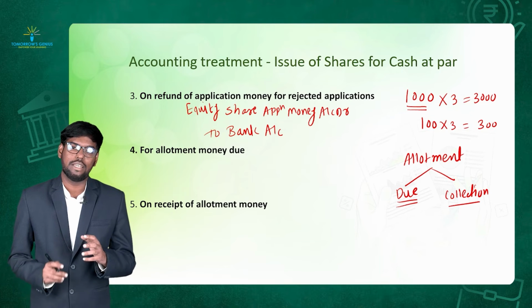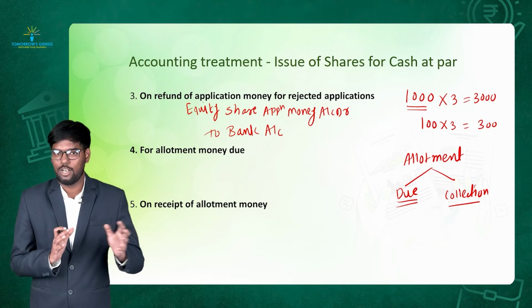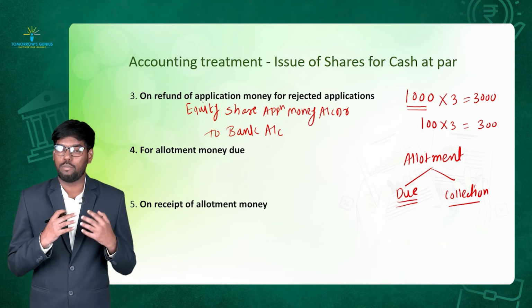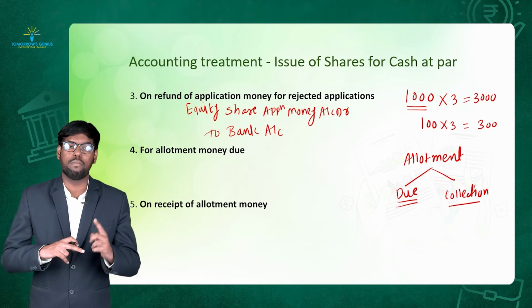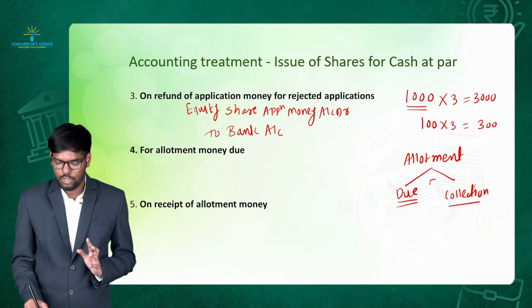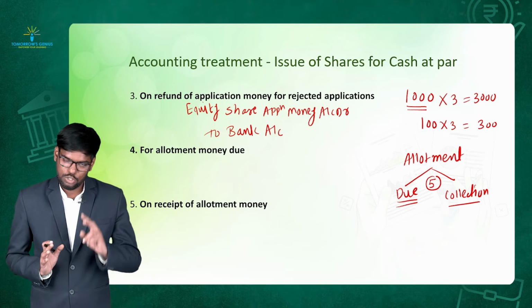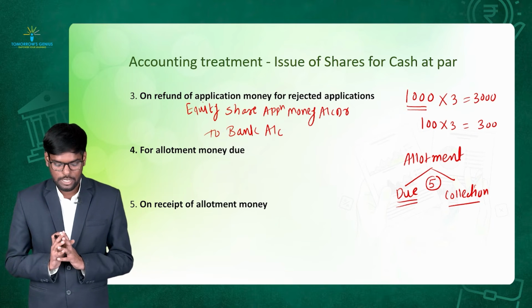So due is nothing but you are recording that you are going to collect the amount, and that is the allotment money. Or I can say you have to pass a journal entry for transferring that allotment money towards share capital account, because ultimately the 5 rupees of allotment money that you are going to collect is a part of capital only, right? So those two entries we have to pass.